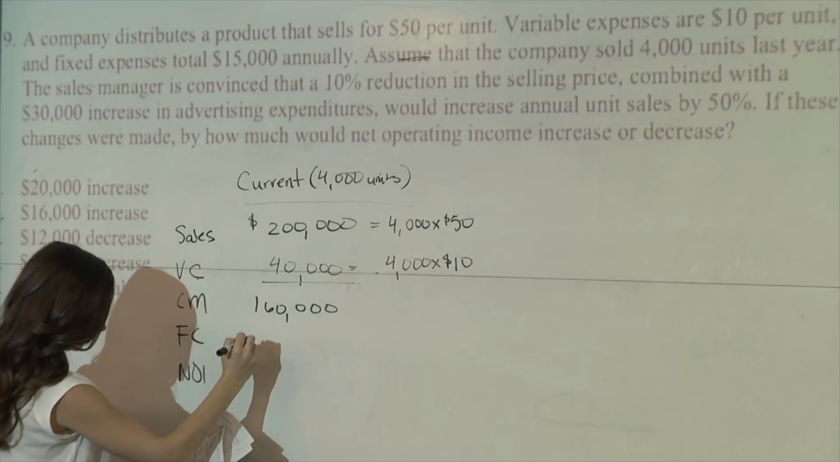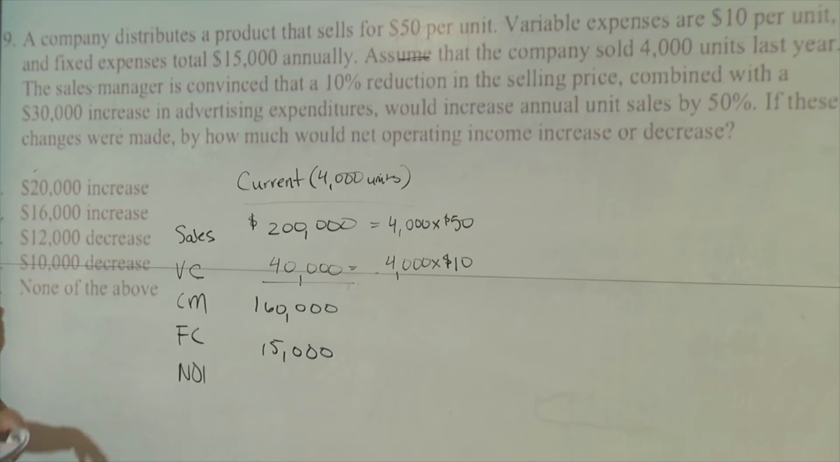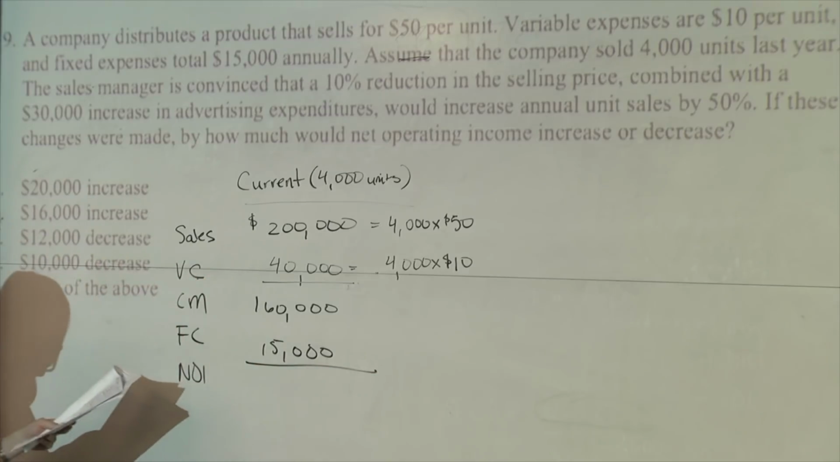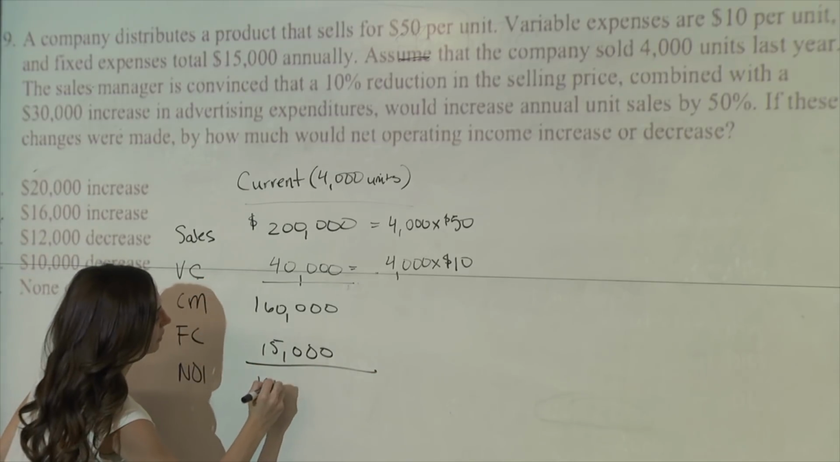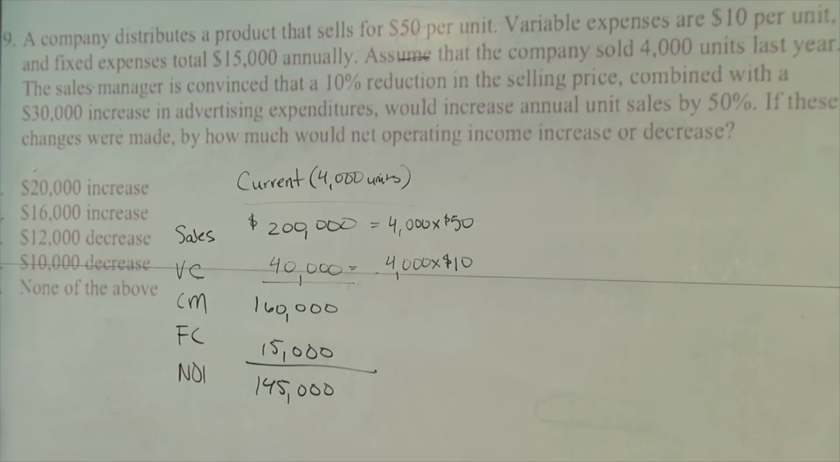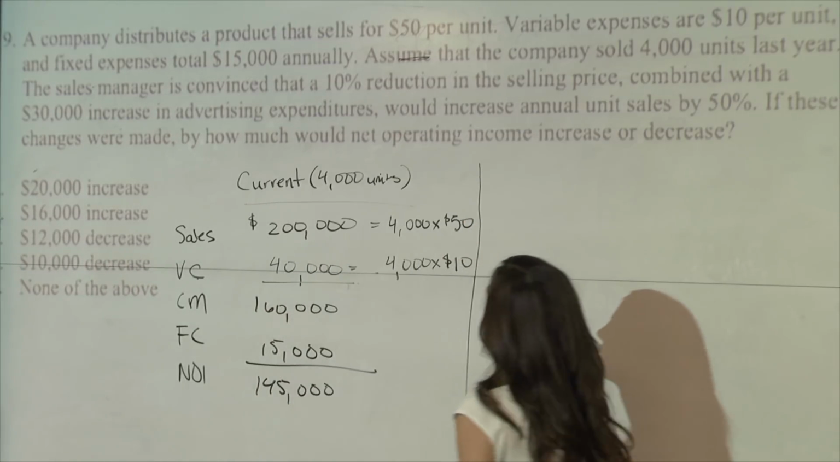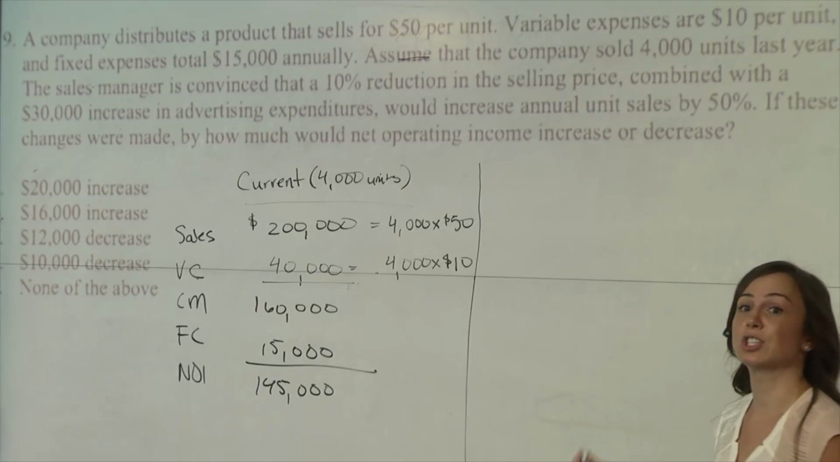Okay, so now we can subtract out our fixed costs that are given of $15,000. And we arrive at $145,000 for our current net operating income. That's the situation that we have now. Now we're going to look at a scenario where we make these changes.